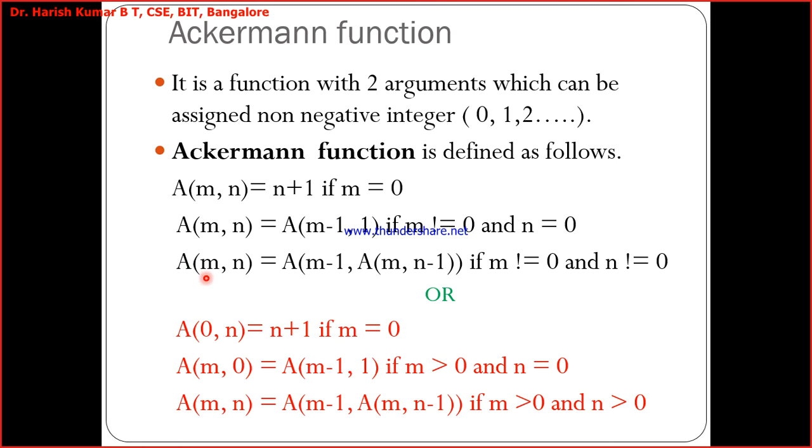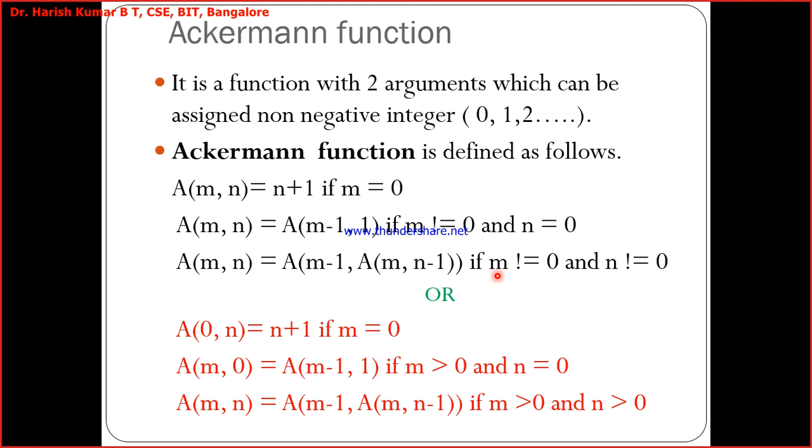And the third equation: A of m comma n, where m and n are two non-negative integers, and m is not equal to 0 and n is also not equal to 0. What does it mean? They are greater than 0, they cannot be negative integers. So if I say m not equal to 0, what does it mean?